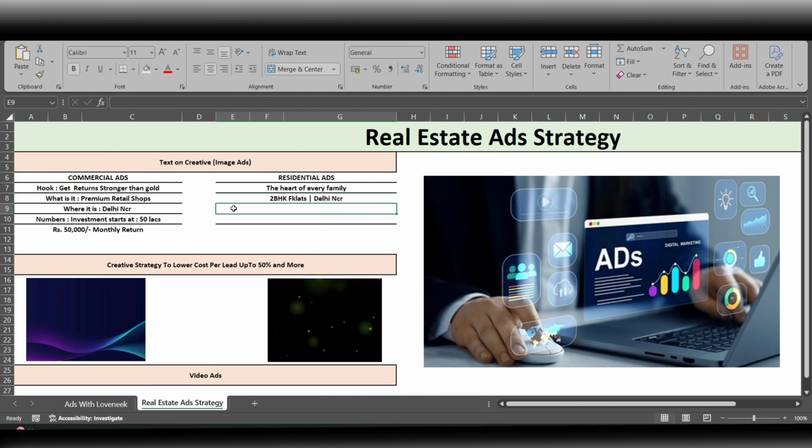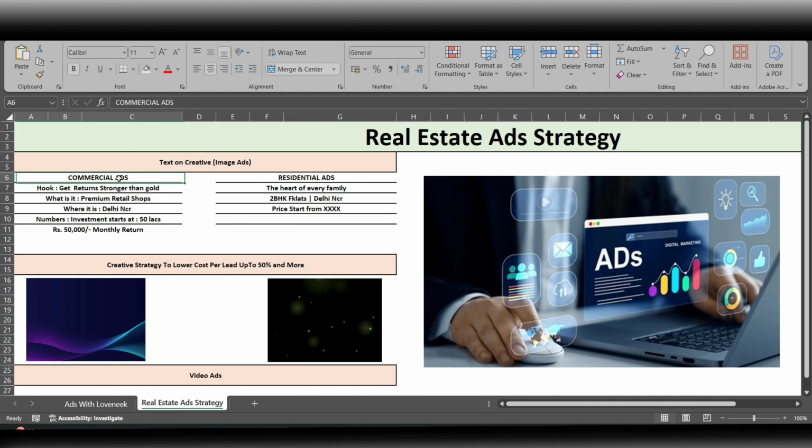And then since in residential property, people usually buy to stay, or even if it is investment, you can create your creatives on the basis of two approaches. One will follow the investment format, and the other one will follow the stay format. Okay, so now you can mention just the price starts from, so whatever the price will be, you can mention that. So this will be your residential ad creative.